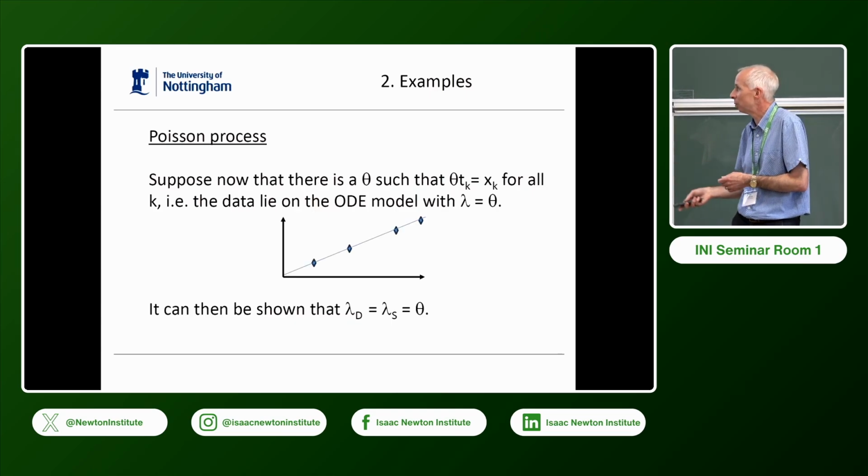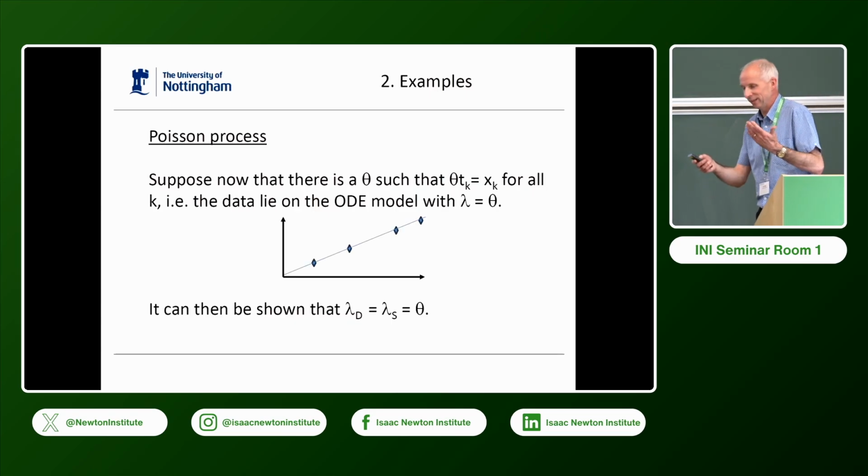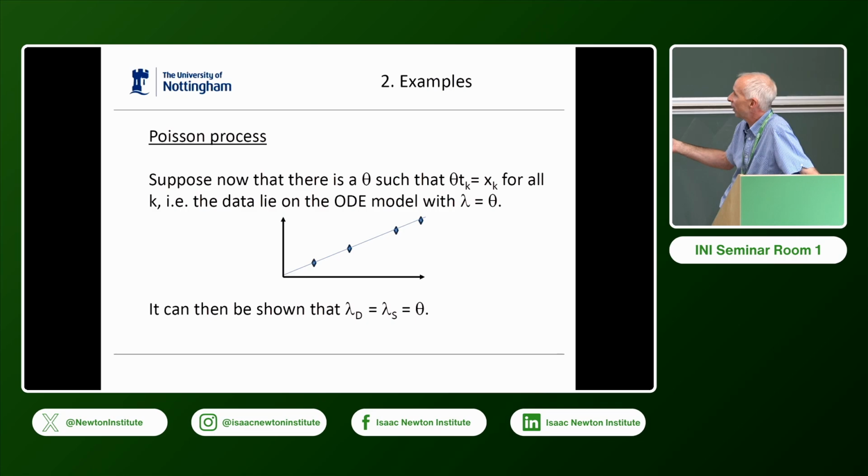The thing that interested me was this, which again isn't that much of a big deal if you think about it, is that suppose there is a theta such that theta tk is xk, that means you can actually draw a straight line. So this is the solution of the ODE model here, and suppose there was a value such that all of the data lie on this line, then in fact you get the same answer.